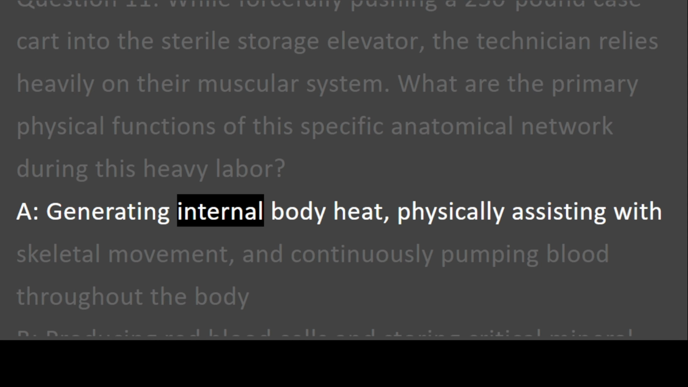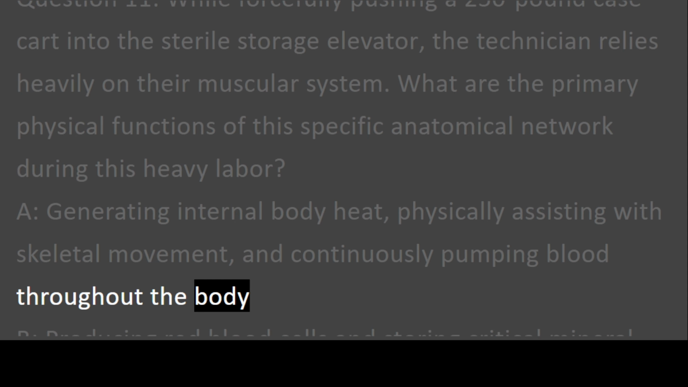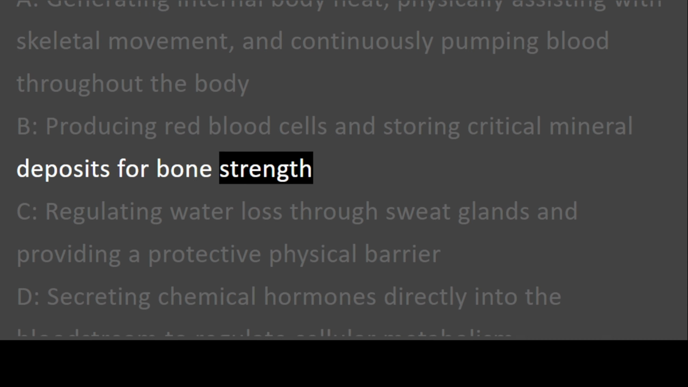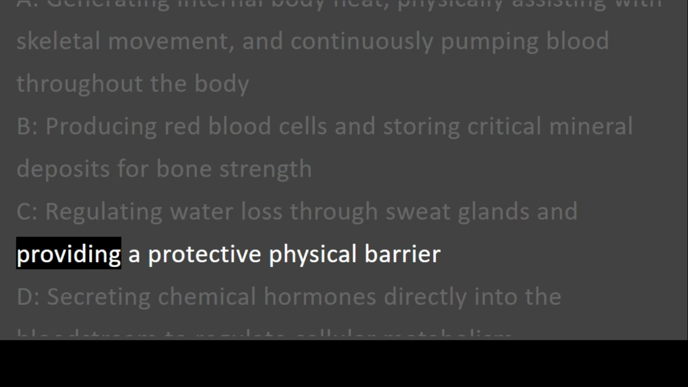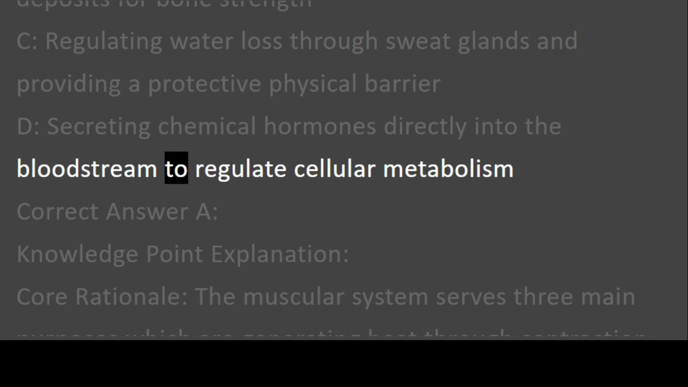A. Generating internal body heat, physically assisting with skeletal movement, and continuously pumping blood throughout the body. B. Producing red blood cells and storing critical mineral deposits for bone strength. C. Regulating water loss through sweat glands and providing a protective physical barrier. D. Secreting chemical hormones directly into the bloodstream to regulate cellular metabolism.